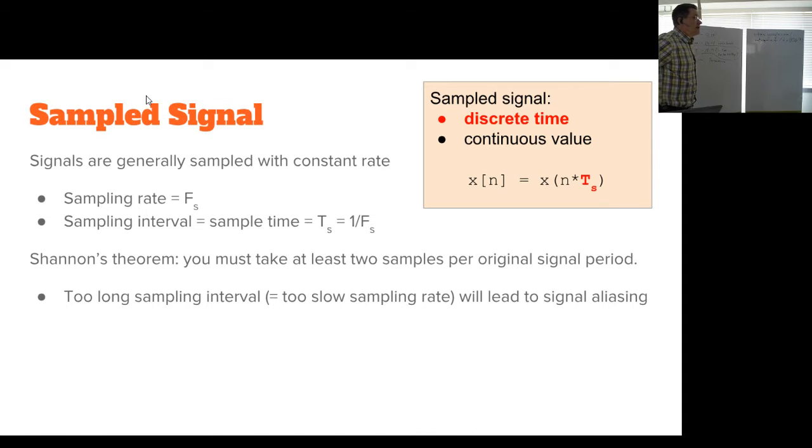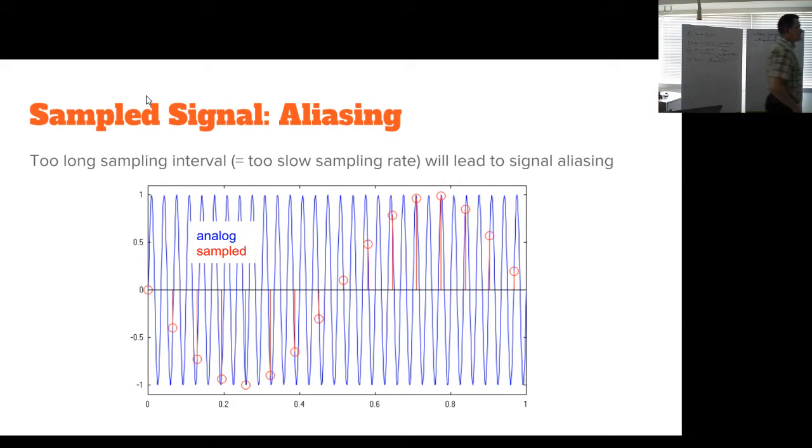Sampling rate defines the sampled signal, and the sampling interval is simply Ts = 1 over the sampling rate. Then there's the so-called Shannon's theorem. This is actually from data transmission theory. Shannon was a data transmission guru, which basically states that you must take at least 2 samples per original signal period in order to show it correctly. And there's the effect of aliasing in case you don't.